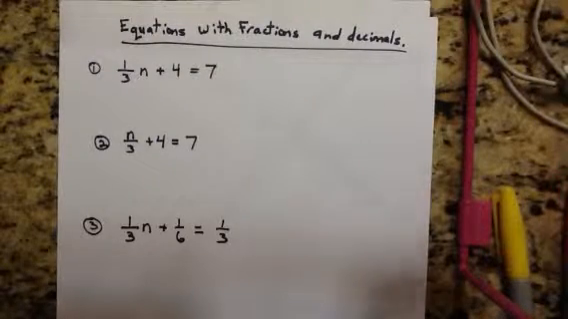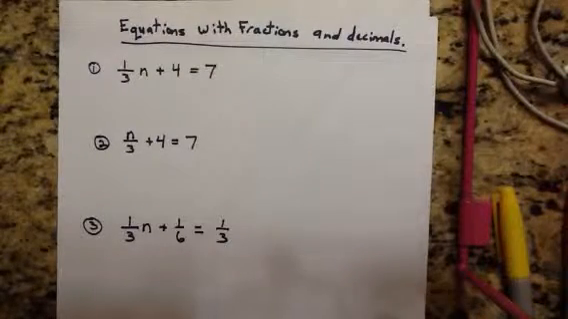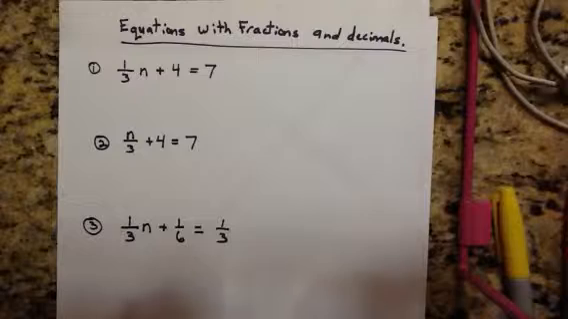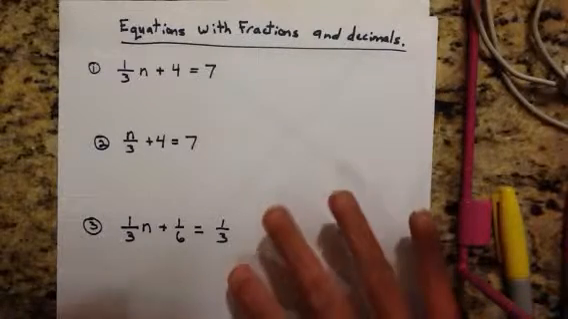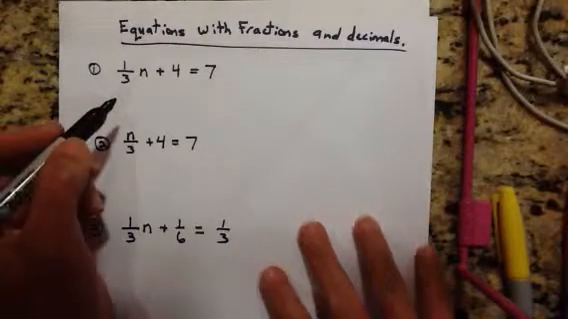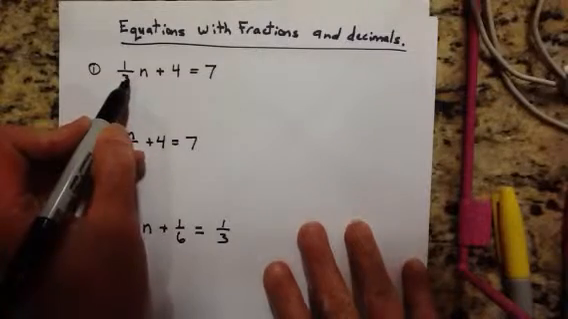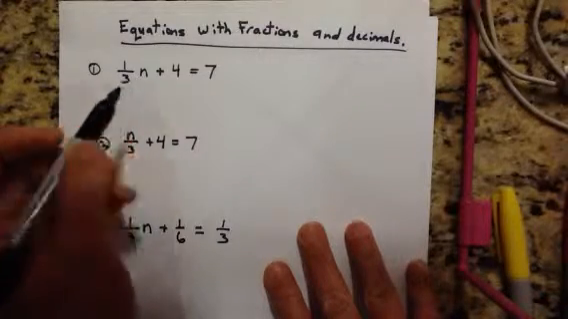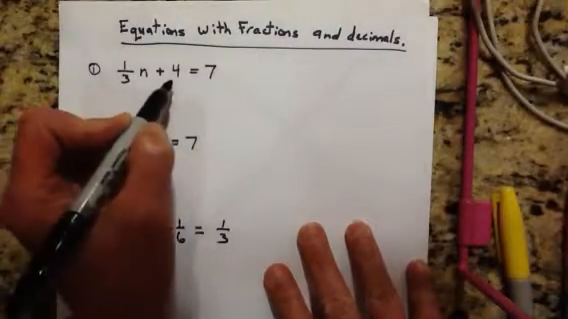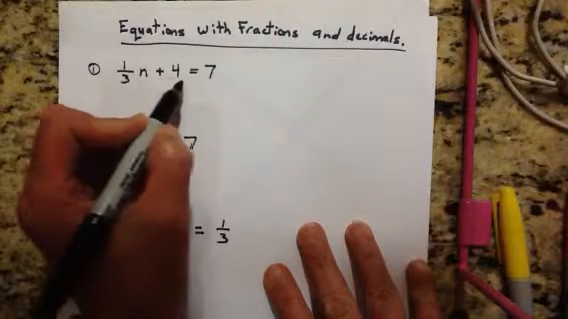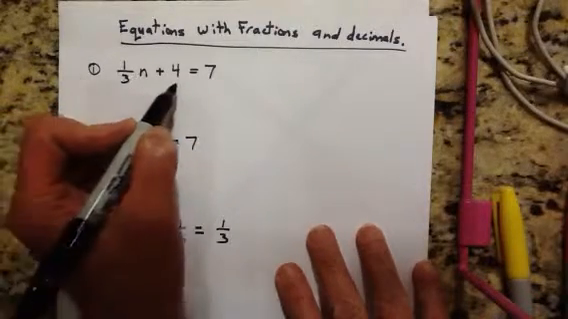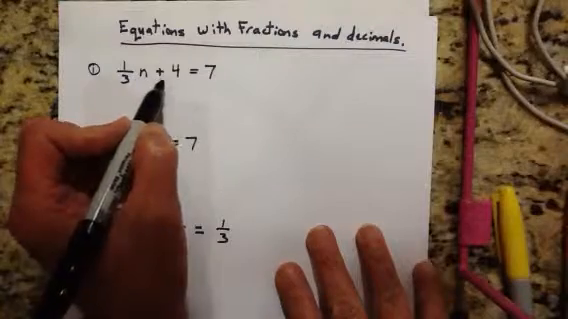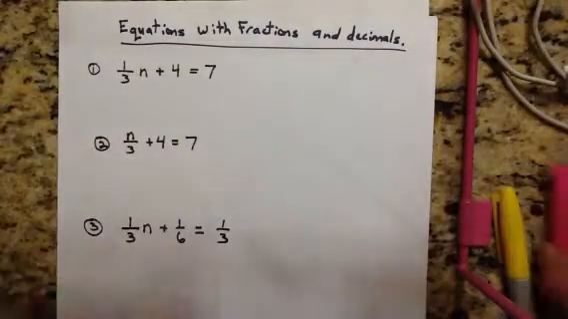Okay, I want to talk about solving equations when the equation has fractions or decimals in it. And I've got a few examples here. One thing I want you to know with fractions, the rule is, well, first of all, you undo to get the variable alone, and you want to first undo addition or subtraction.